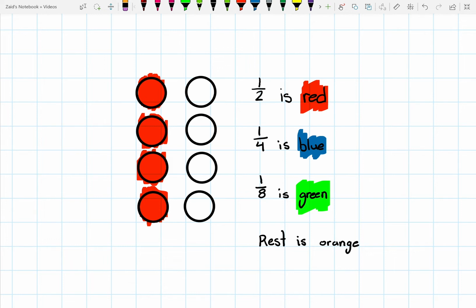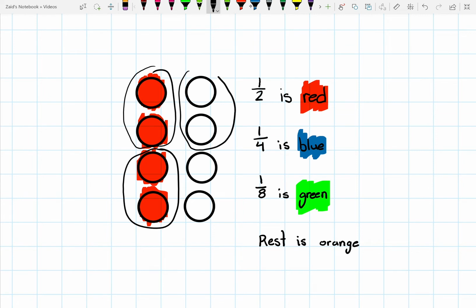Now, the next one says that 1/4 of the marbles are blue. It's the same thing, but now I have to think of 4 groups. With 8 marbles, I could make groups of 2, and I would have 4 groups. So I'll make groups of 2. Here's one group of 2. Here's another group of 2. Here's another one. And here's my 4th group. So now I know that it's in 4 groups.